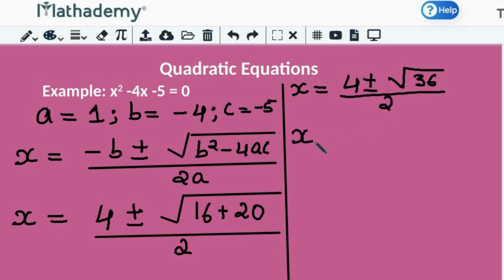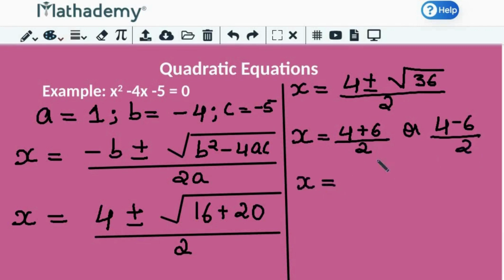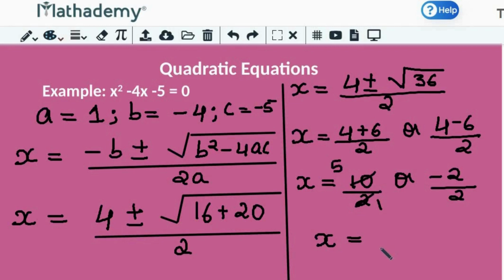As we know, for a quadratic equation, we get two roots. So x equals 4 plus root 36 is 6 upon 2, or it will be 4 minus 6 upon 2. So 4 plus 6 gives me 10, so 10 divided by 2, or 4 minus 6 gives me minus 2, which is minus 2 divided by 2. So x will be equal to 2 5s are 10, so x is equal to 5, or 2 1s are 2 and minus, so x is equal to minus 1.